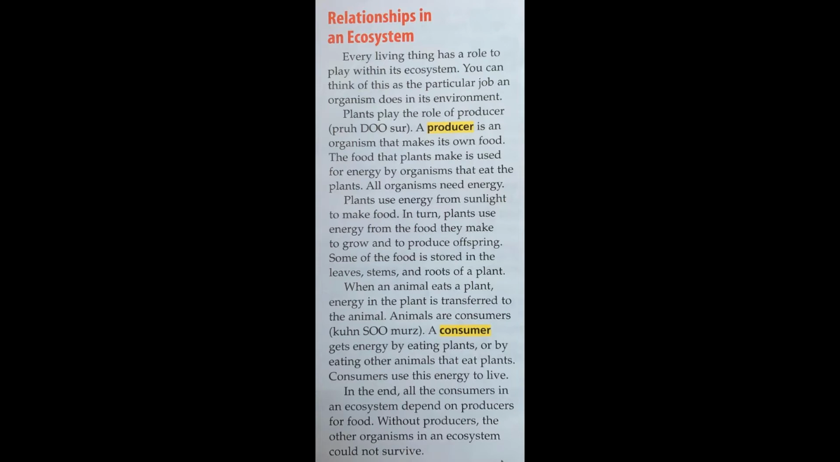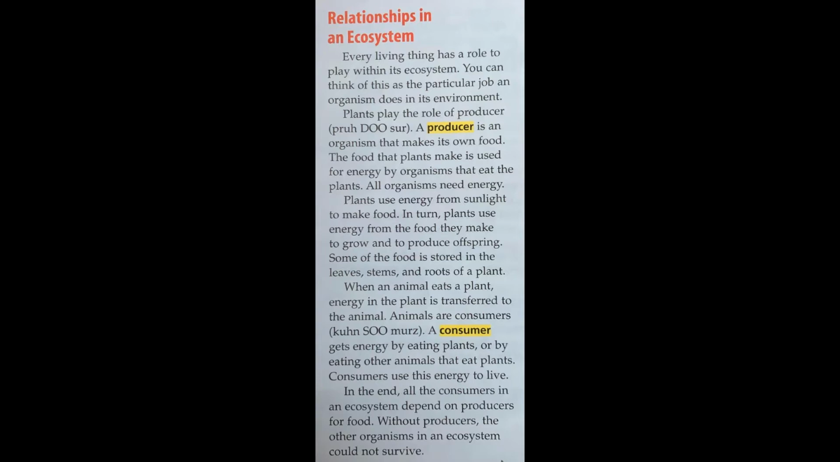The food that plants make is used for energy by organisms that eat the plants. All organisms need energy. Plants use energy from the sunlight to make food. In turn, plants use energy from the food they make to grow and to produce offspring. Some of the food is stored in the leaves, stems, and roots of a plant. When an animal eats a plant, energy in the plant is transferred to the animal.